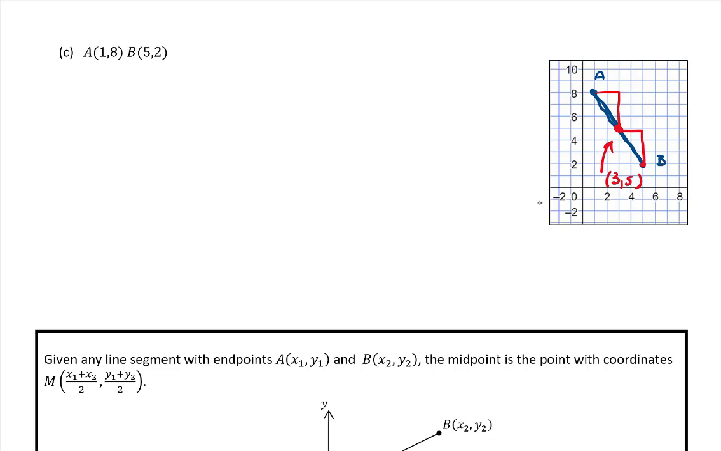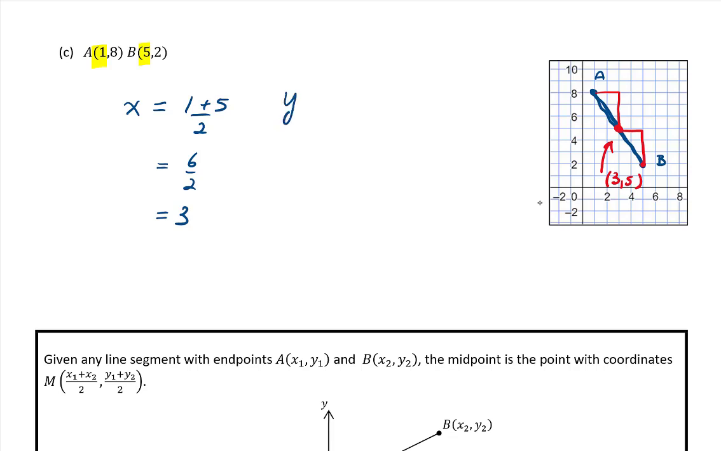But let's say we don't want to use a graph every time. What we can do is take the average of each of the components. So let's start with the x component. If I look closely, I see that I have two x values, 1 and 5. Let's take the average of those two values. If I do 1 plus 5 and divide it by 2, I get an x value. That's 6 over 2, which equals 3, which matches my graph.